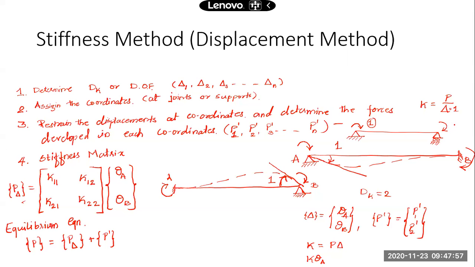We have the freedom of choosing the direction of coordinates and numbering the coordinates. At A I have given the coordinate number 1, and at B I have numbered it as 2. With reference to these coordinates and their direction we are working over here. We are developing the stiffness matrix in that form. We have arranged these displacements theta A, theta B, first coordinate, second coordinate, in this order only. Similarly, P1 dash will be the force in the first coordinate due to the restrained structure. P2 dash will be the force in the second coordinate due to the restrained structure, like that.